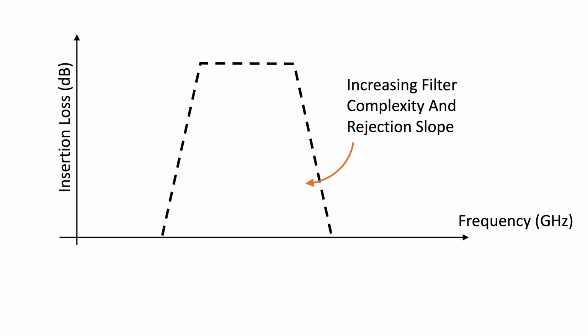Note that the rejection slope of the filter increases as the complexity of the filter increases. Generally speaking, more complex filters have better rejection of undesired frequencies. As you can see, the filter designer must make choices between complexity of the filter and the filter's rejection slope performance. This brings us to the first important type of filter, which is the lumped element filter.